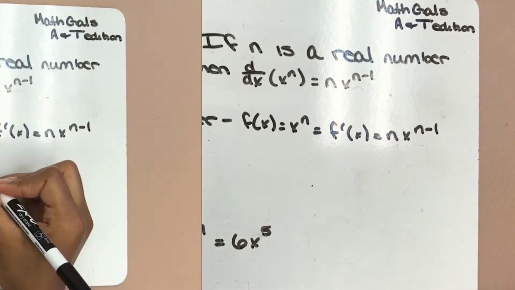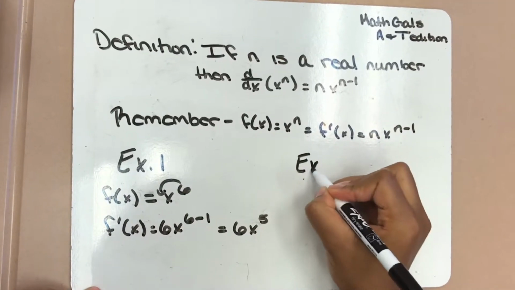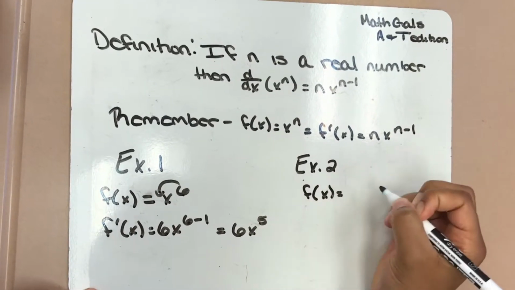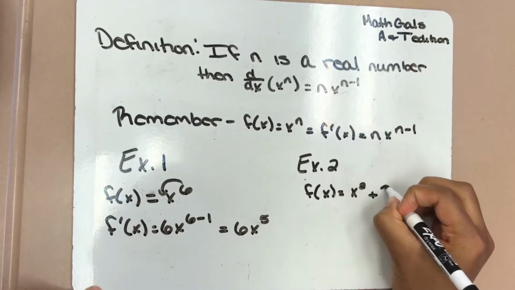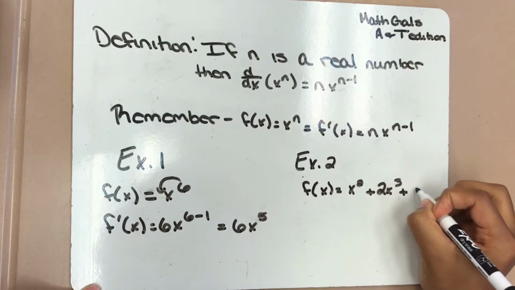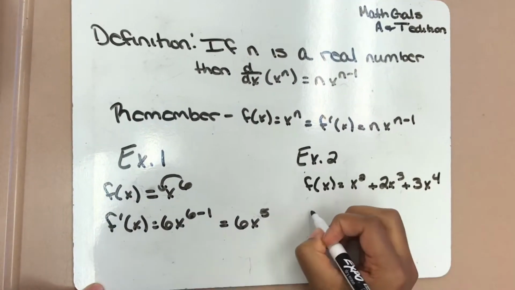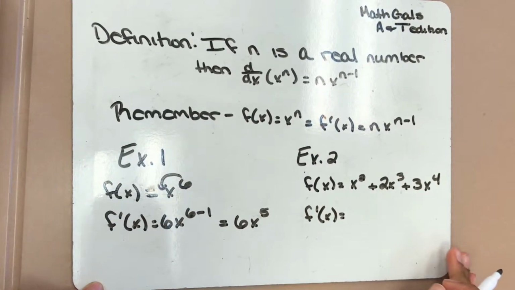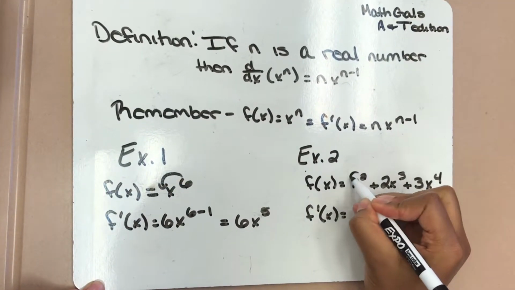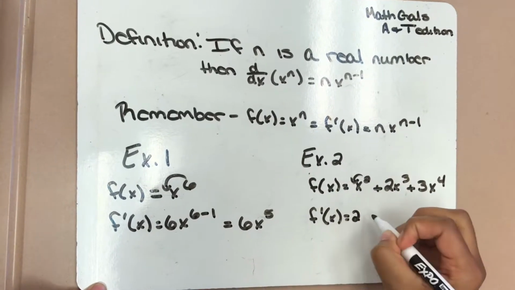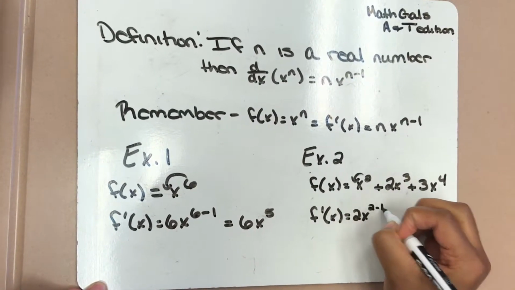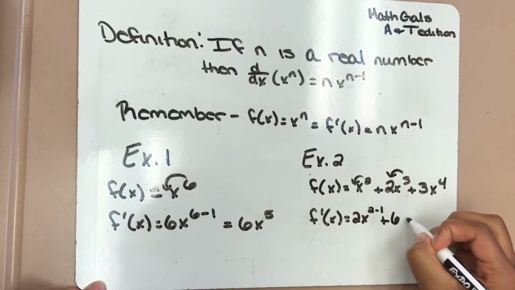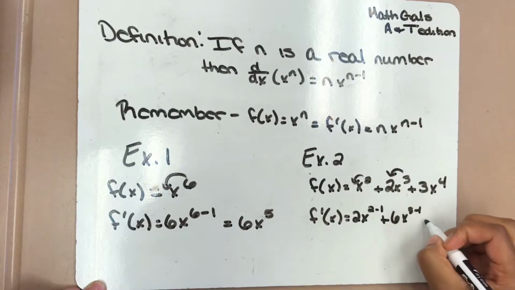Example 2. F of x equals x squared plus 2x cubed plus 3x to the 4th. So you multiply by the exponent and you get 2x to the 2 minus 1. 3 times 2 will be 6, so 6x to the 3 minus 1. 4 times 3 equals 12, so that's 12x to the 4 minus 1. And once you simplify the exponents, you would get 2x plus 6x squared plus 12x cubed for the derivative.